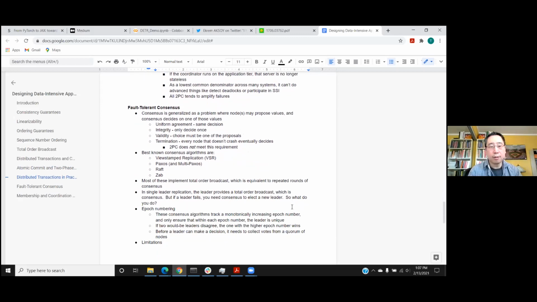So then ultimately, what we've been trying to get to this whole chapter is consensus. The model of consensus is where a node or multiple nodes can propose values. And what has to happen is this set of criteria here. We want uniform agreement, which means that a decision gets made and every single node agrees on the decision. The integrity part is that not only do they agree, but they can only decide once. And so this is idempotency, so you don't possibly have side effects that are repeating.